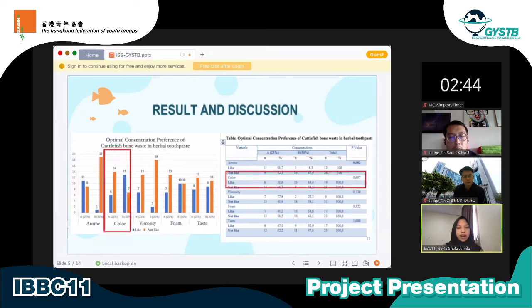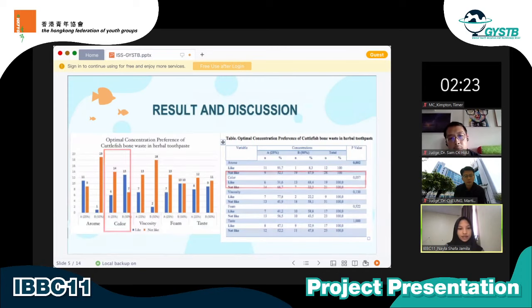And for color of herbal toothpaste, most of the participants prefer concentration B of cuttlefish bone, as many as 30 people. The chi-square test analysis at the 95% confidence level showed that statistically, there is no significant difference between the color preference of concentration A and B, with a p-value of 0.057.